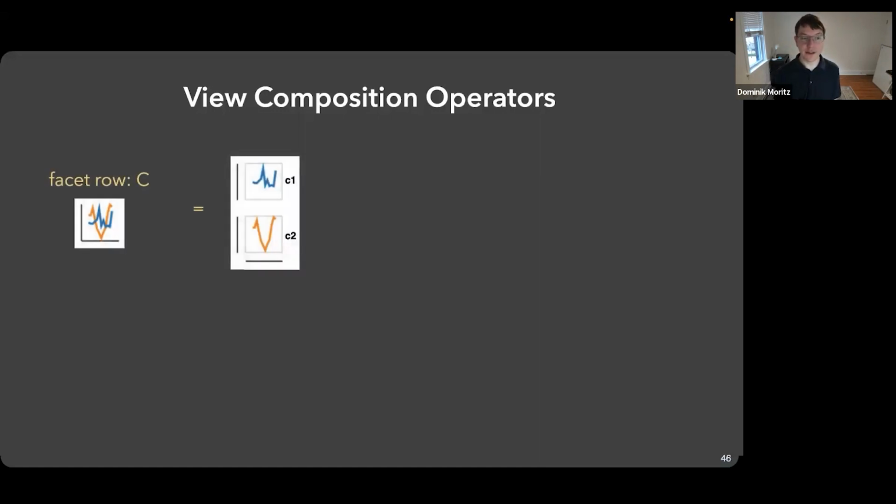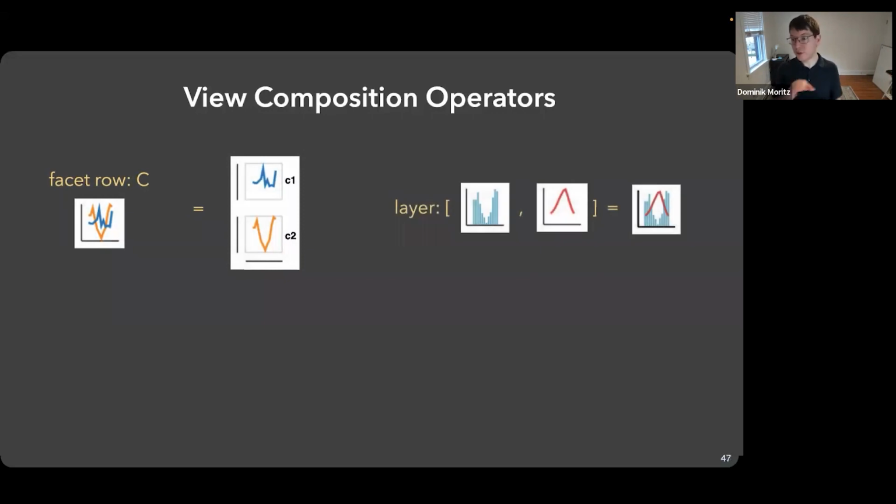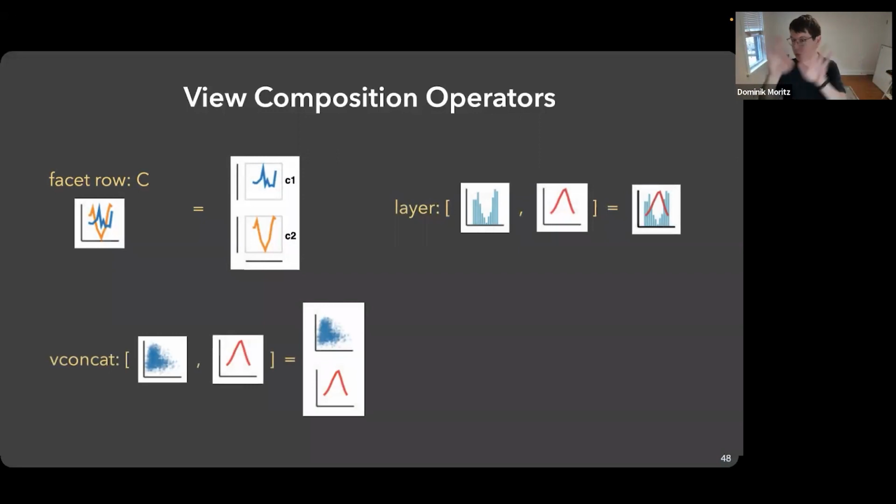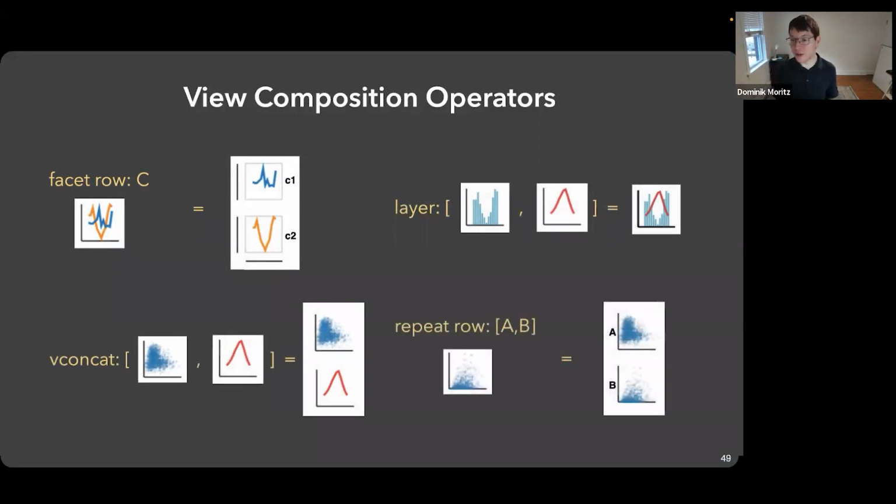And Vega-Lite has different composition operators. The first one I already showed you, which is faceting. We also have layering to put different marks on top of each other. Concatenation to put completely different independent views next to each other. And repeating, which is a concise data-driven way to concatenate many charts. It's kind of a convenience for a specific concat.